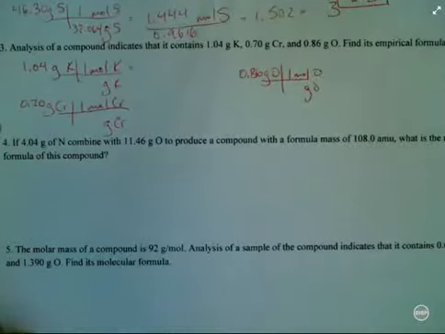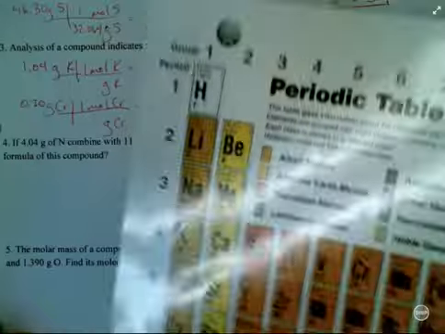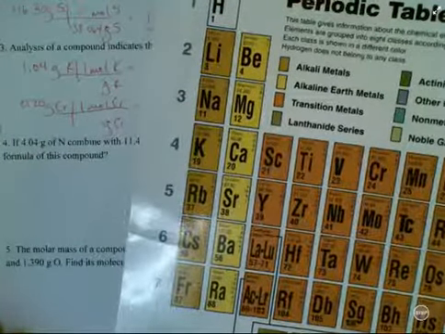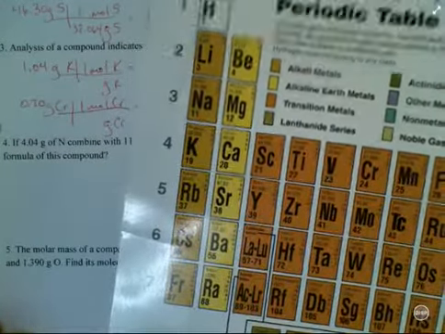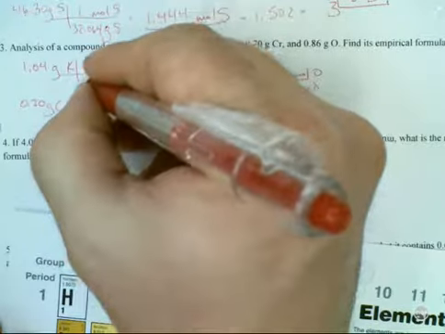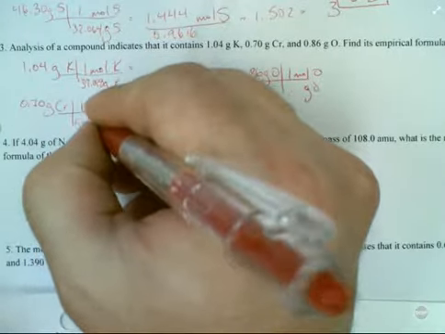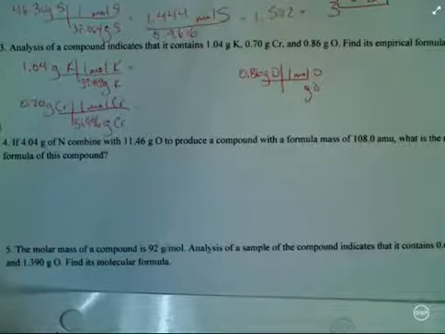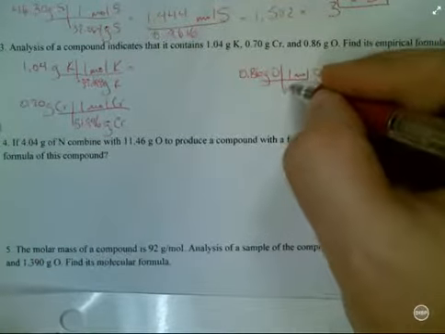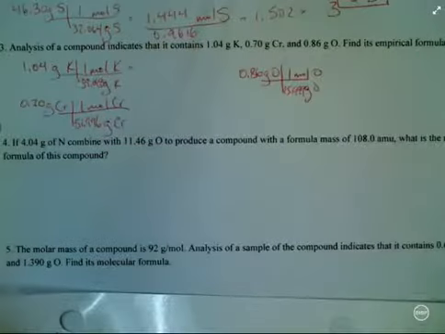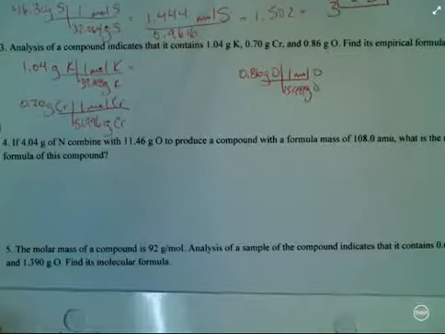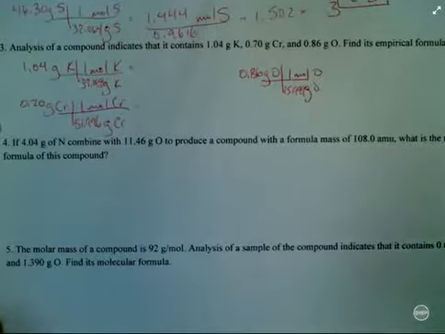All right, so time to look at the periodic table. Potassium's coming in at 39.098. Chromium is coming in at 51.996. And excuse me, oxygen's coming in at 15.999. Again, sorry if you can't read that, I wrote a little bit small. But again, those are just the values that I'm getting from the periodic table.